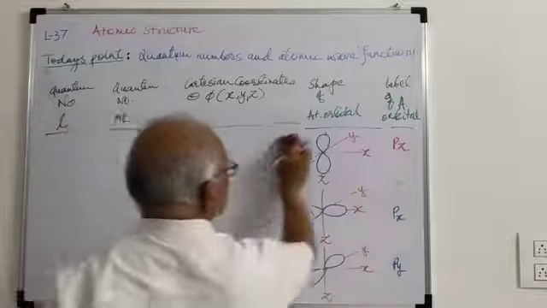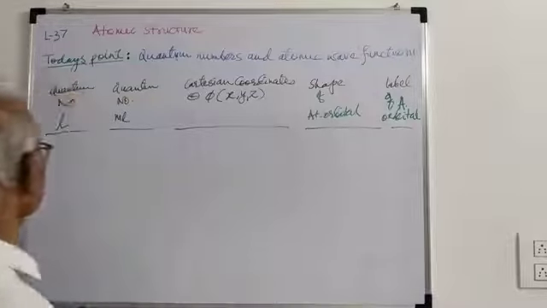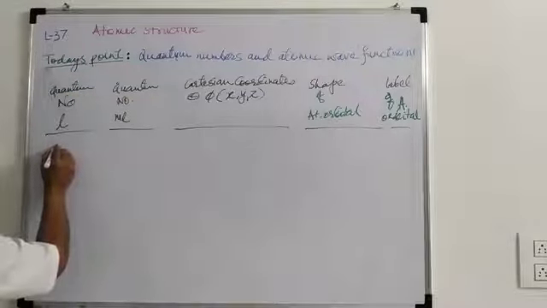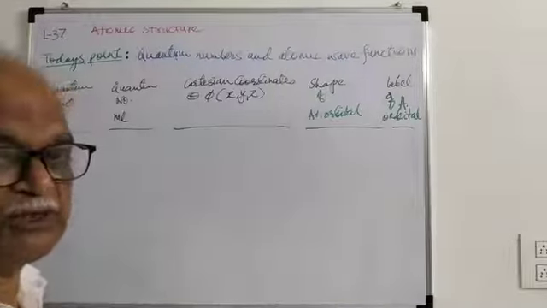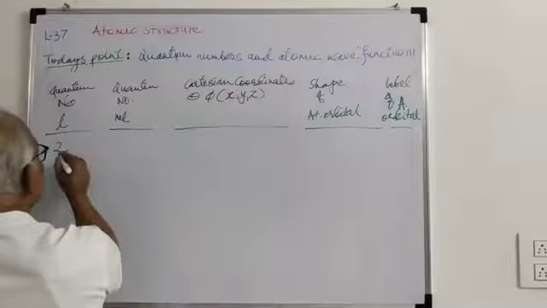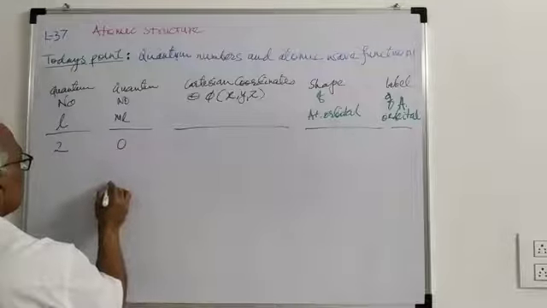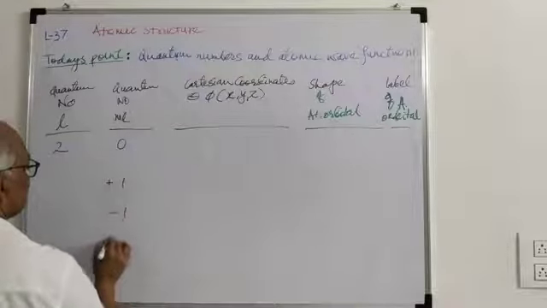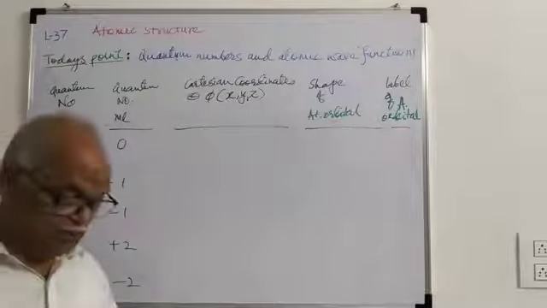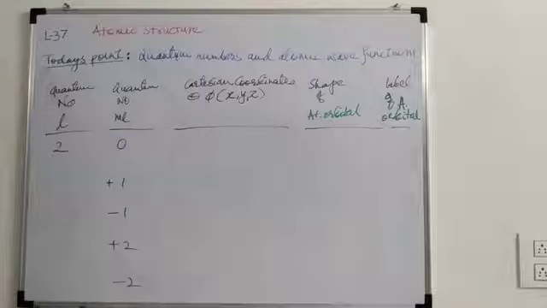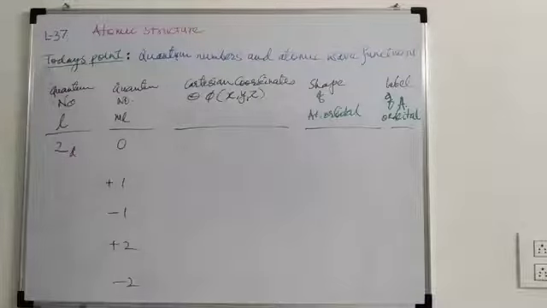Now we will see the next type of orbitals represented by various l values. Now we take l equal to 2. We have seen l values 0 and 1. Now for l equal to 2, ml will have the value 0 first, then plus 1, minus 1, plus 2 and minus 2. So this will have 5 different values. The orbitals represented by l equal to 2 are called d orbitals.